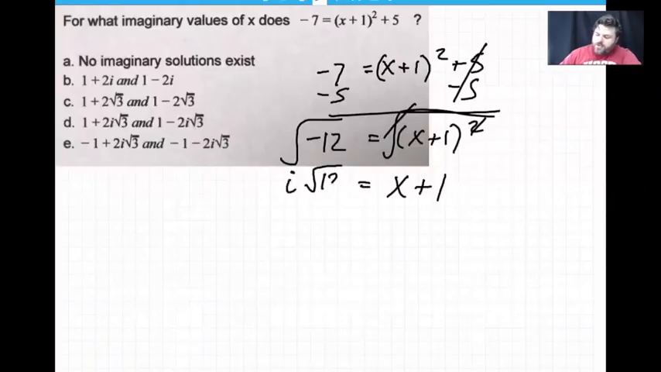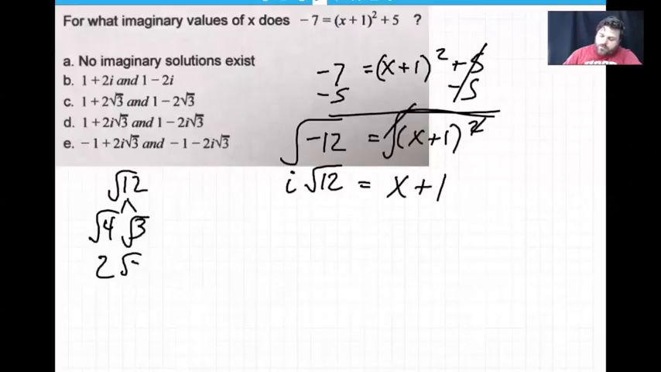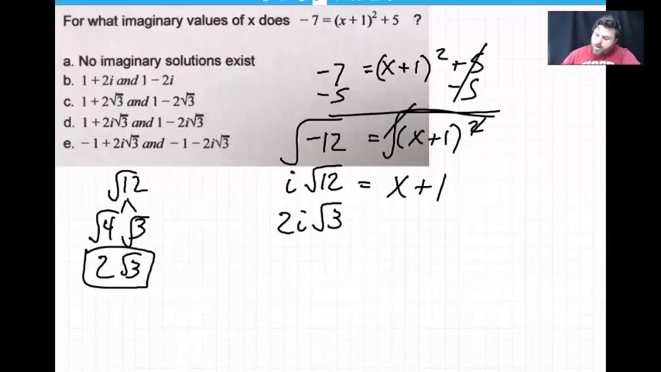And then you still have the square root of 12 left over. Okay, the square root of 12 does break down. It's 4 times 3. Square root of 4 is 2. Square root of 3 does not break down. That's the version you want to think about. So really, it's 2i times the square root of 3.